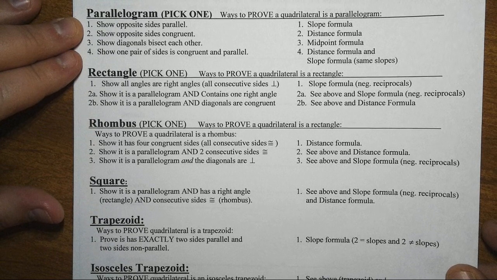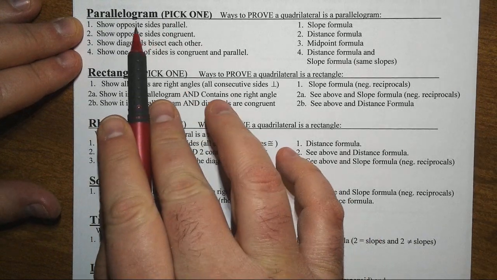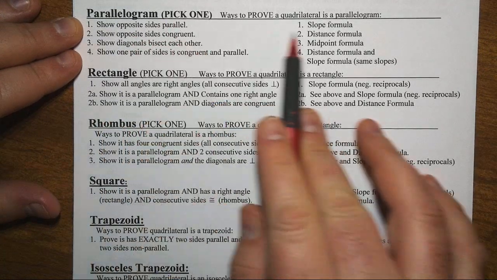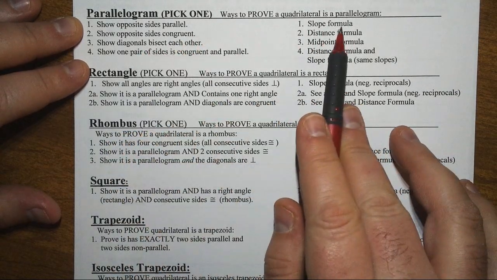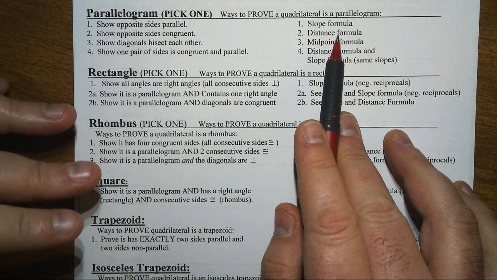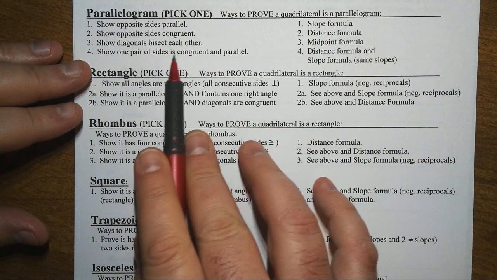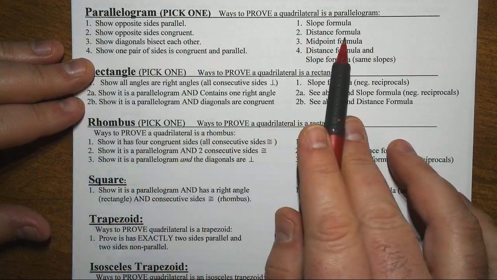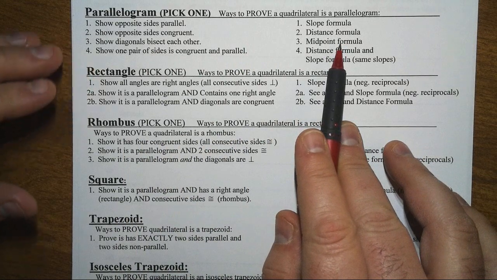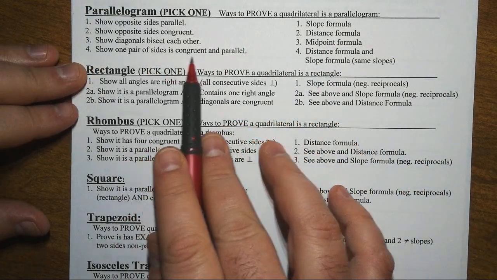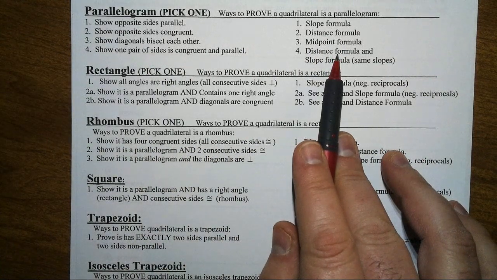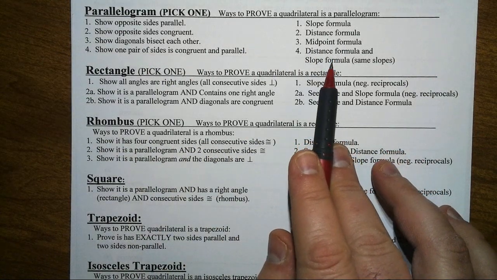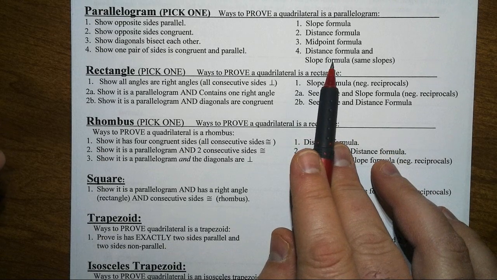You've got to do one of them. All right. So one way to do it is to show the opposite sides are parallel. You're going to use the slope formula and make sure you show they're the same. Opposite sides are congruent. The distance formula, Pythagorean Theorem, show that they're the same. The diagonals bisect each other means they have to have the same midpoint. So you're going to do the midpoint, show it's equal. And that one pair of sides is congruent and parallel. So pick 2 sides that are across from each other and do the distance and the slope for both and show that they're the same.